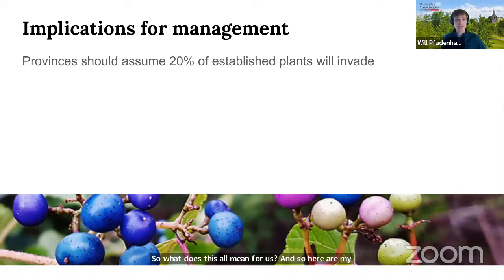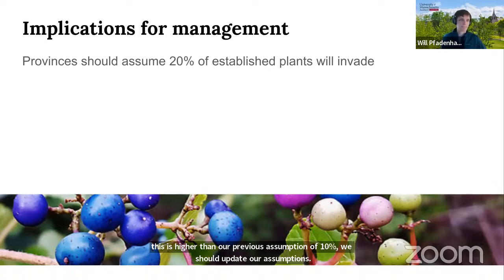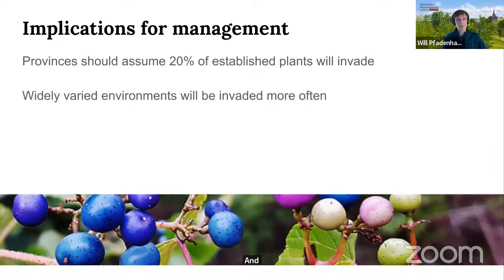So first, provinces should assume 20% of established plants will invade. So this is higher than our previous assumption of 10%. We should update our assumptions and now double them and make them 20%. We should also assume that if you are managing a widely varied environment, an environment with lots of heterogeneity in it, it will be invaded more often than a similarly sized environment that has less variation. More variation in your environment means more possible different invaders could invade there.